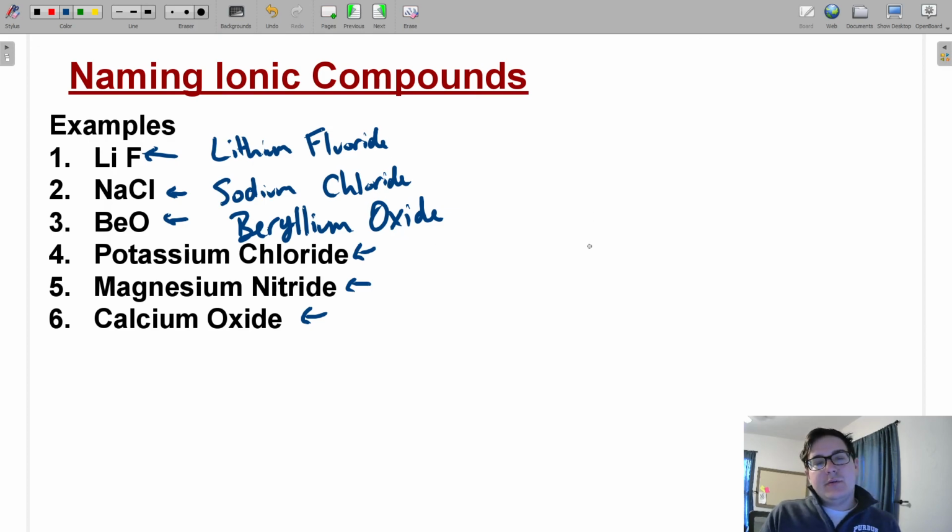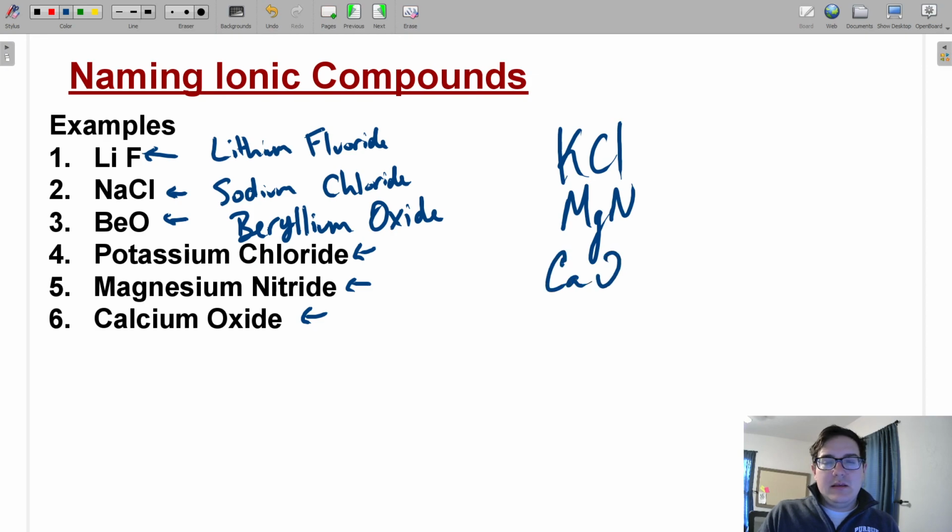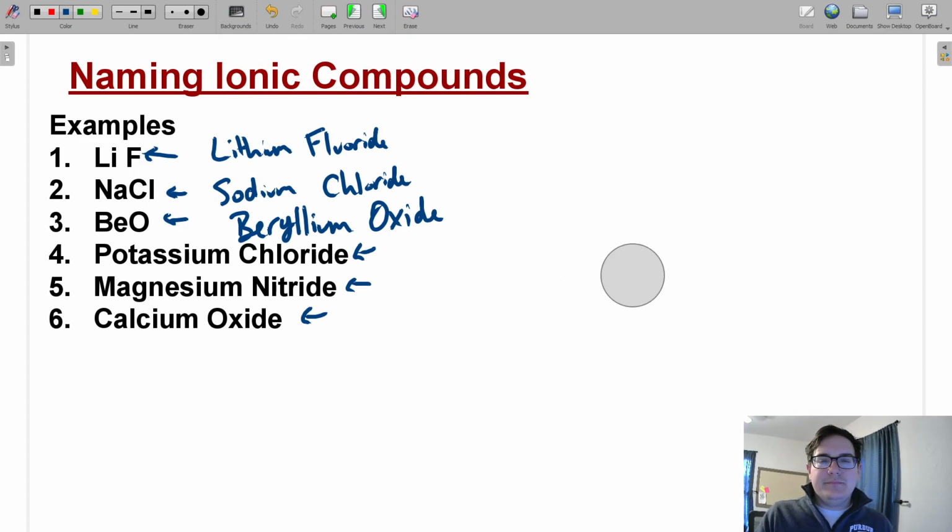Okay, now let's go the other way with it. Given the name, let's now be able to write out the formula. This is going to be kind of a tricky thing, because some students just find the two elements, and sometimes they're right, sometimes they're wrong. The problem is that you have to look at the charges. We don't know, looking at potassium and chlorine, magnesium and nitrogen, calcium and oxygen, if those all show up in a 1-to-1 ratio. So what we have to do is also look at the charges.